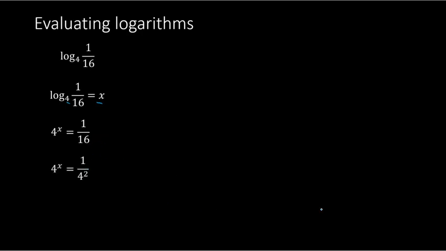Well, 16 is 4 squared, so we have 1 over 4 squared on the right side. And then we want to get rid of the fraction, and we can do that by writing 1 over 4 squared with a negative exponent. We can write it as 4 to the negative second power. So now the bases are the same, both have a base of 4. That means the exponents must be equal. So x would equal negative 2. So therefore, log base 4 of 1 over 16 is equal to negative 2.